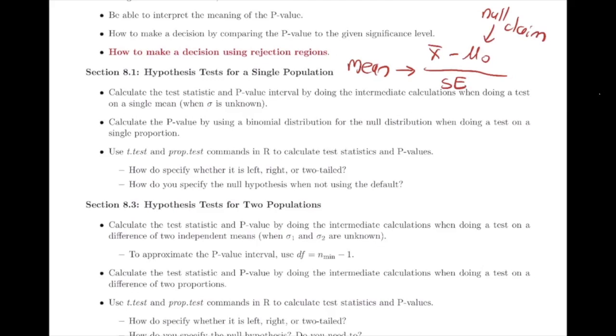As with confidence intervals, you should be able to find p-values and rejection regions by going through the steps, showing the intermediate work, or by using the same functions, t-test and prop test, to do them as well. So I'll be sure that you're practicing both of those methods.